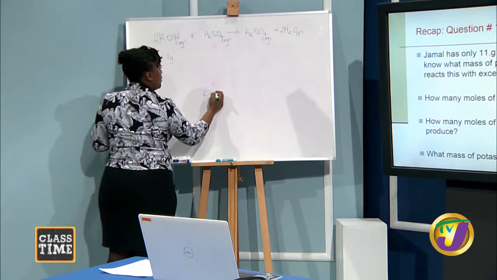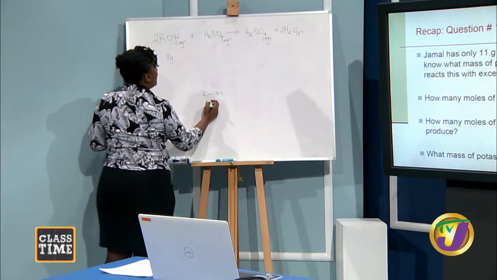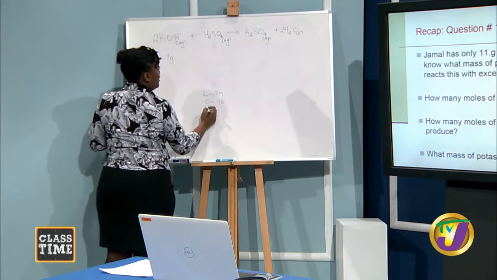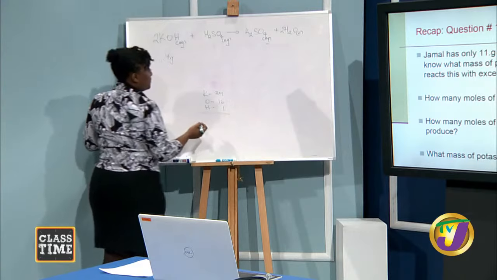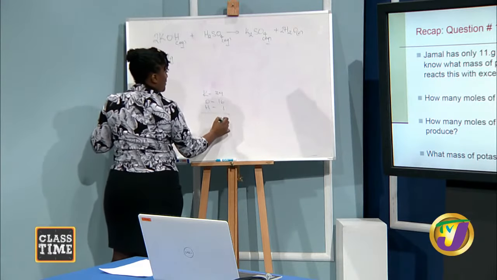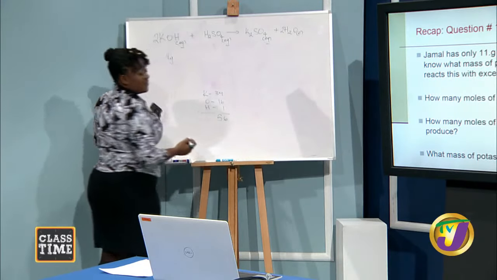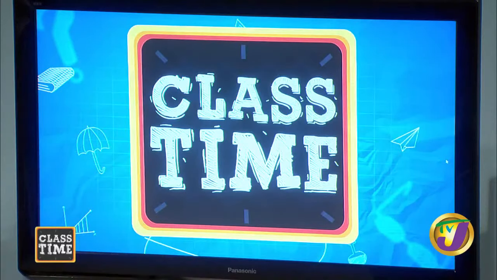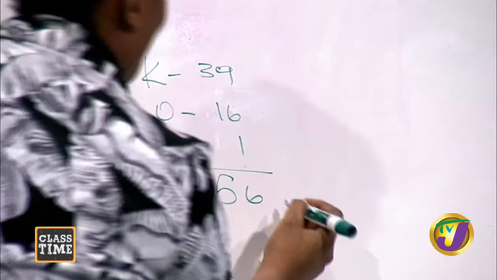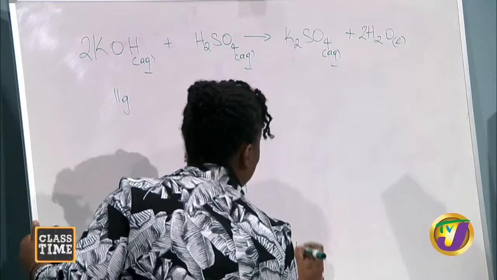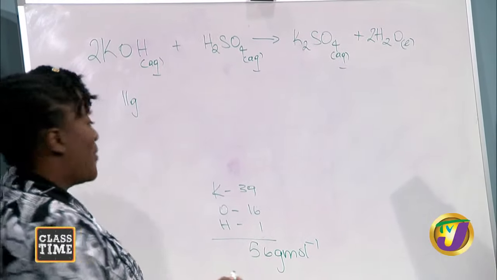So potassium we know is 39, oxygen is 16, hydrogen is 1. So let's add this and see how much we get. That's 56. What is our unit for molar mass? That's right, grams per mole. So that's 56 grams per mole.